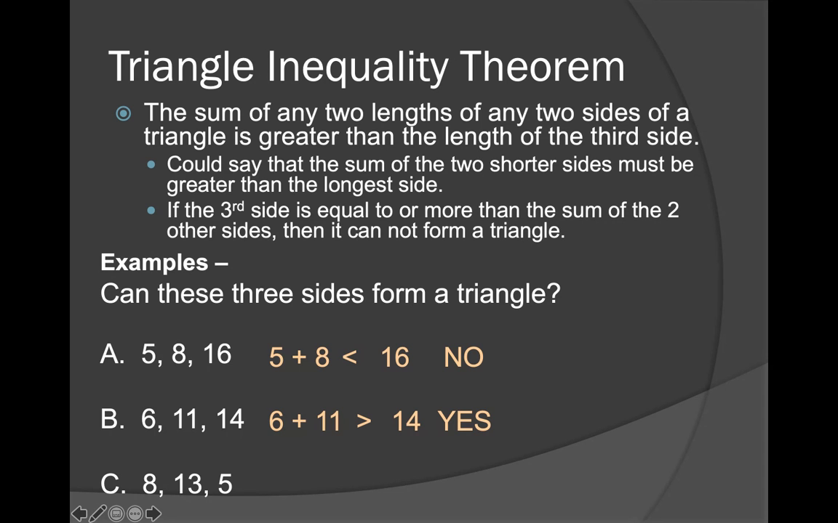Here's another one. This one does not put it in order for us. So the first thing I would suggest doing there is putting these in order from your smallest to your largest. So 8 plus 5, and we want to see if 8 plus 5 is larger than 13. Again, notice I'm saying larger because in this case, 5 plus 8 is actually equal to 13. But because it is equal, the rule says that it must be greater than. And since it is equal, this would not be a triangle.